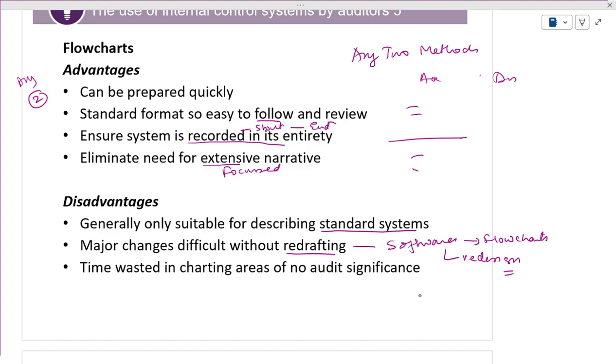Time wasted in charting areas of no audit significance. See what happens with a flowchart. A flowchart talks about the flow structure, how the flow will work. You have to go in sequence only. As a matter of fact, it is nothing but procedures, and audit is based on procedures. Audit is based on the procedures.